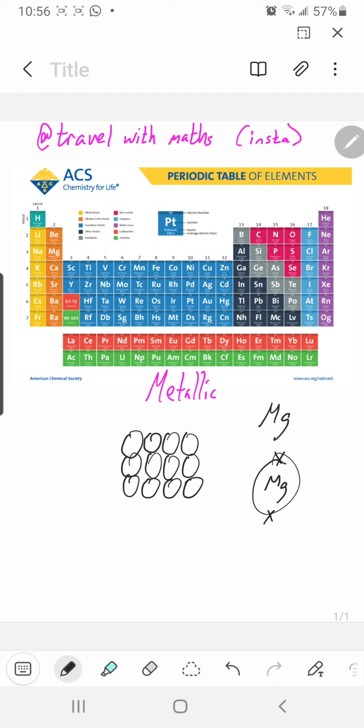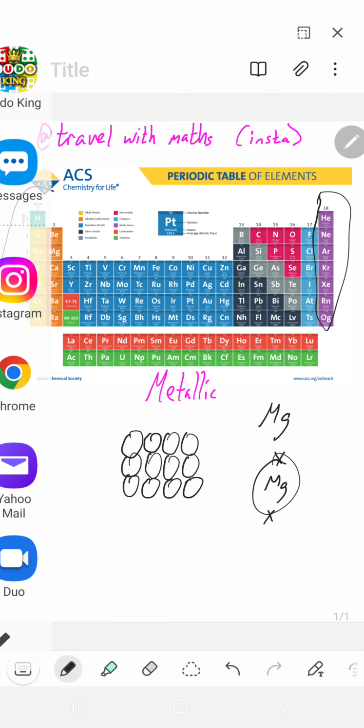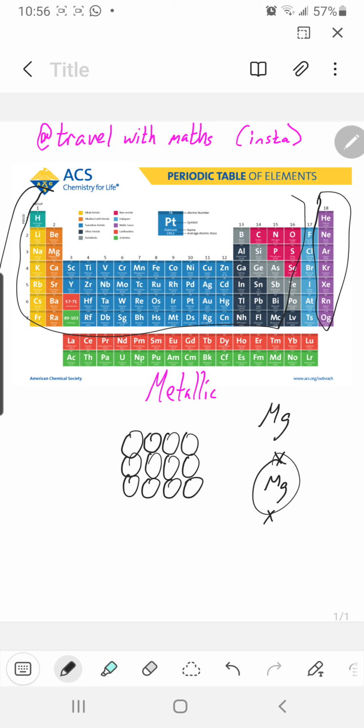Actually, I forgot to say something. Why do elements get involved in bonding? That's because they do not have a full outer shell. Group 0 elements, or you can say group 8 elements, do not get involved in bonding because they have a full shell, so they are stable. All the rest get involved in bonding because they do not have a full outer shell.